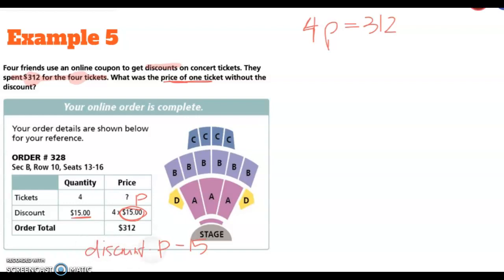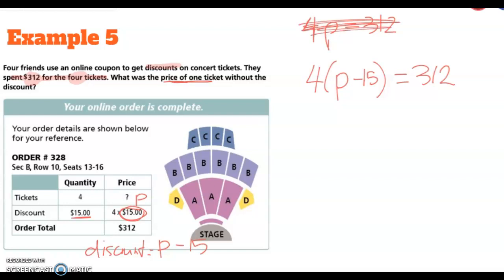Well, that should help me know what to do. The discounted price is P minus 15. I know they bought 4 of them, so I had 4 times the discounted price, which is P minus 15, should equal the total that they paid, which was 312. I'm going to cross that out so I don't confuse you. All right, now we're just solving an equation.